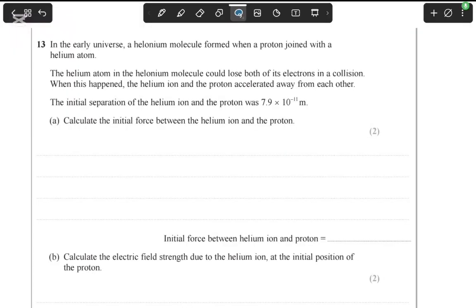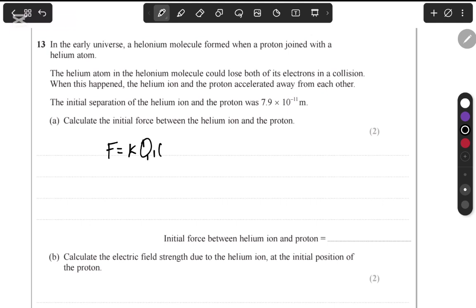Question number 13 says, in the early universe, a helium molecule formed when a proton joined with a helium atom. The helium atom in the helium molecule could lose both of its electrons in a collision. When this happened, the helium ion and the proton accelerated away from each other. They've given us the initial separation between the helium ion and the proton. So we have to calculate the initial force between the helium ion and the proton. We can use F equals K Q1 Q2 over R squared.